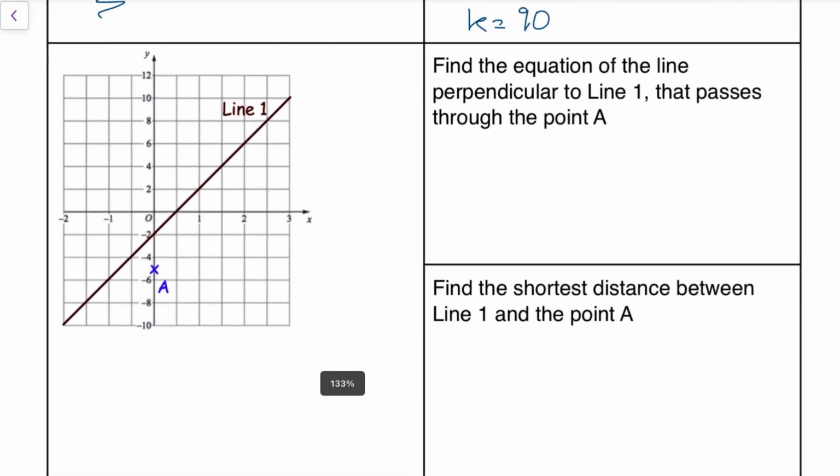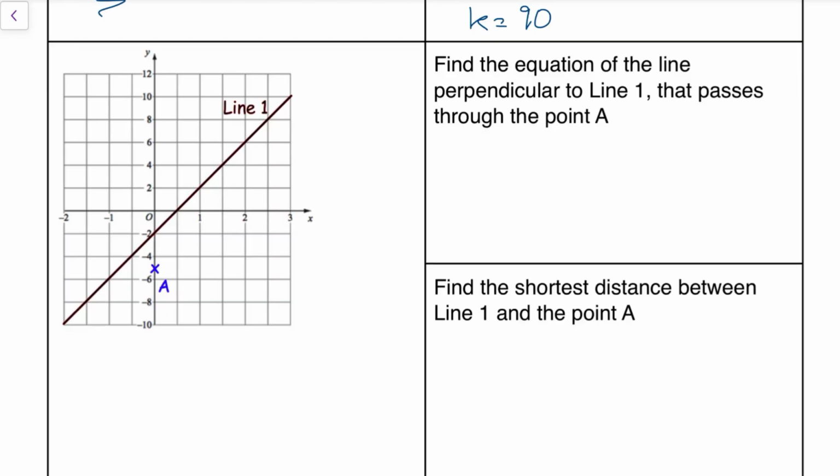Where do we go? So it's all this question here. Let's read the whole thing. So find the equation of the line perpendicular to L1. Okay, so far so good. I'm going to have to use a graph. Find the shortest distance between... okay. That second part's quite hard, so let's do the first part first. I'm going to need the equation of line 1 for part B, so let's just do it now.